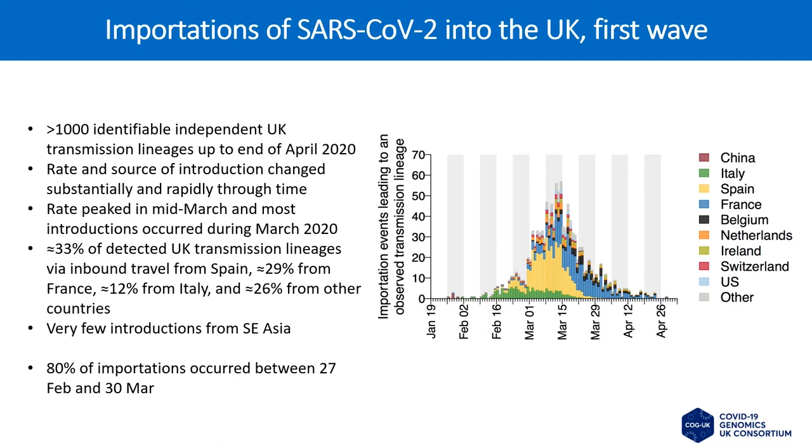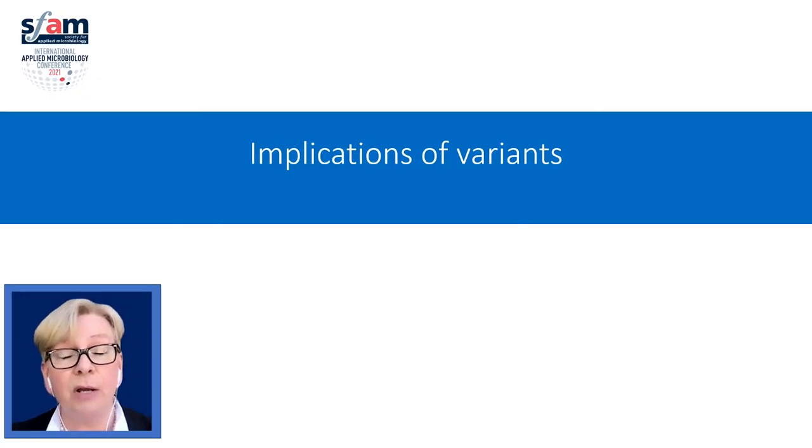So overall, there were very few introductions from Southeast Asia, and 80% of importations occurred up until the point of 30th of March. What this suggests is that the pandemic was a European pandemic in our particular region of the world. And so one has to think very carefully about where other countries have particularly high burdens of infection and relay that to your border policy.